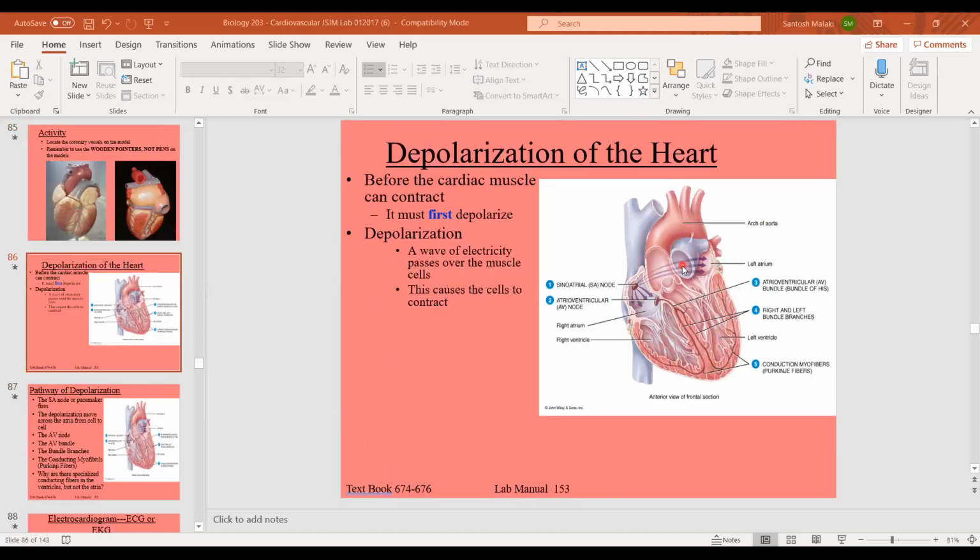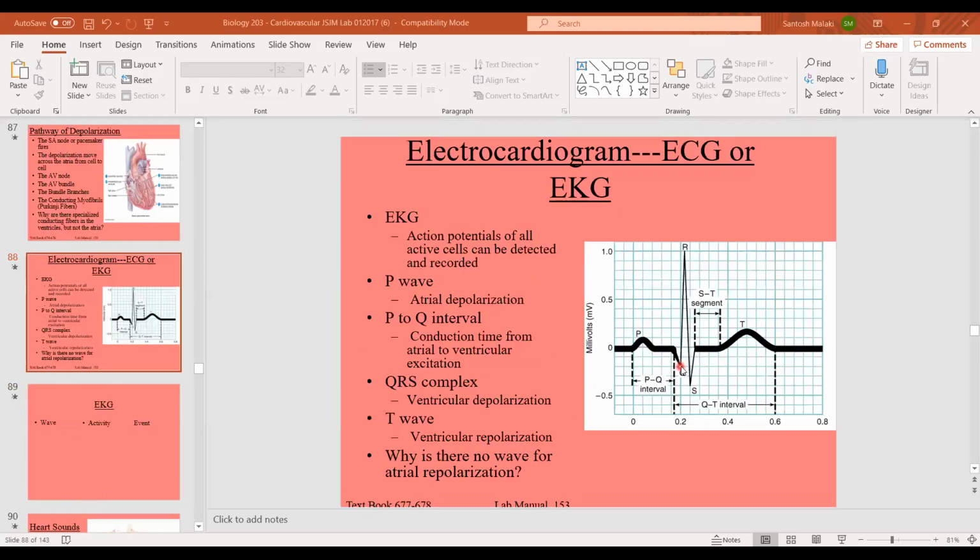Okay. So I want you to follow this sequence of events. SA node fires or depolarizes, and the atria will contract. That contraction will be picked up and show on the EKG as the P wave. And then the AV node picks up and depolarizes the ventricles, and the ventricles will contract. And that contraction of the ventricle is known as systole. And after the contraction, the ventricles will relax. It's called diastole. And in an EKG, we can see this activity.